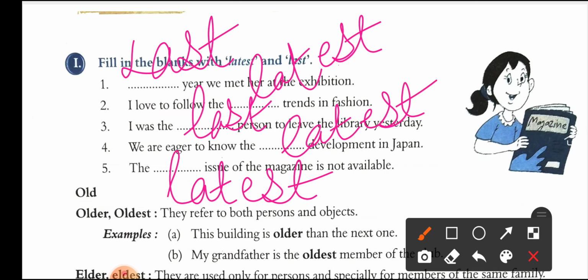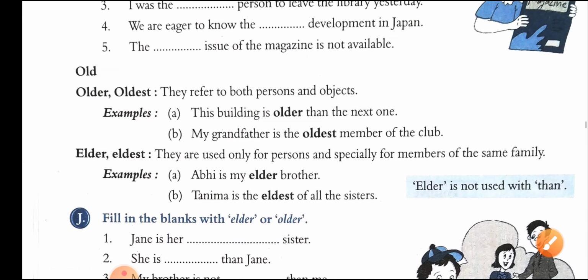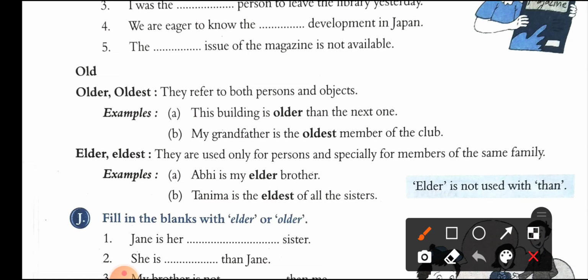Next is exercise number J, and we have to learn here the use of old. Okay, and see, old can be in two forms. Old is old in the positive degree, but the comparative and superlative can be different. So old, we learnt that older, oldest also, and old can be written as elder and eldest also. But where do we have to use older and oldest? So look here on page number 24, older and oldest refer to both persons and objects, right?